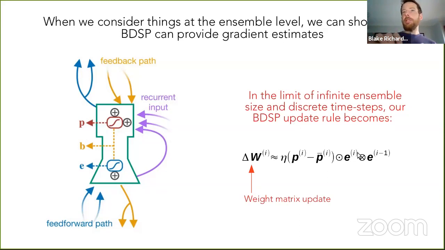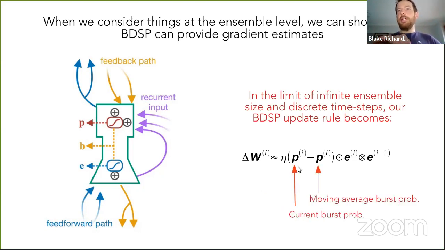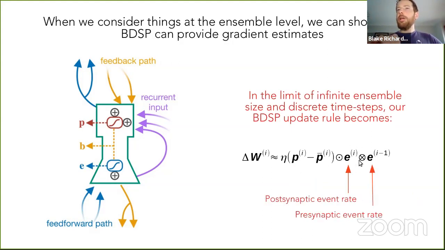And the answer is that this is the weight update that we get. Here we have the burst probability of the ensembles in layer I. So this is all of the burst probabilities for all of the ensembles across a layer of ensembles, as it were. This is a moving average of their burst probabilities. This is the event rate of those same ensembles. And this then is the event rates from the presynaptic ensembles from the layer below, I minus one. So this then becomes our weight update, the weight matrix update. Oh, yes, I've actually got these pointers here. So this is our current burst probability, our moving average burst probability, and our postsynaptic and presynaptic event rates.